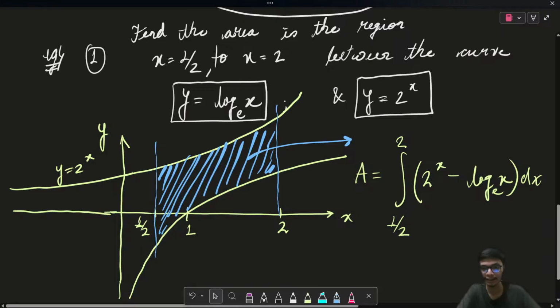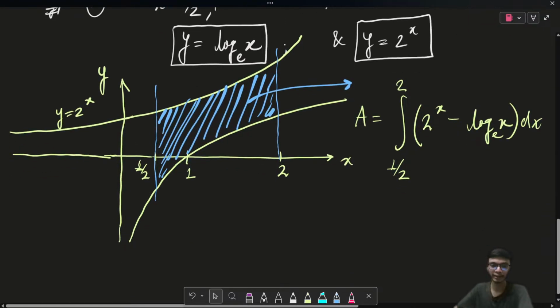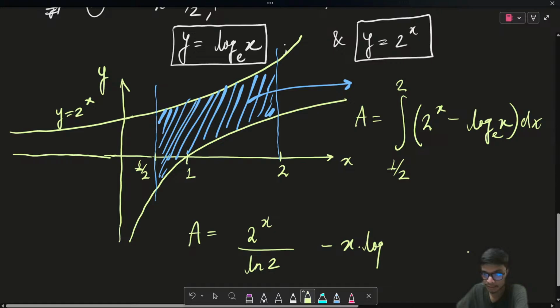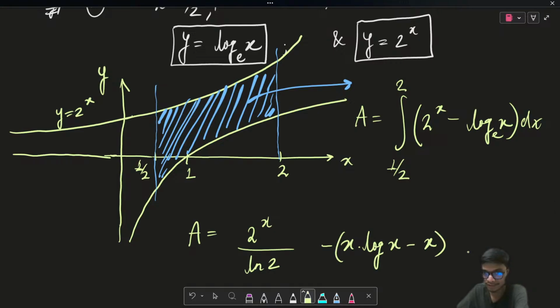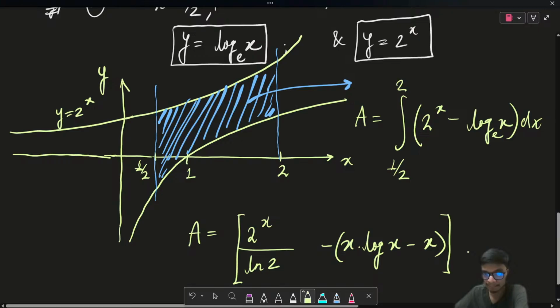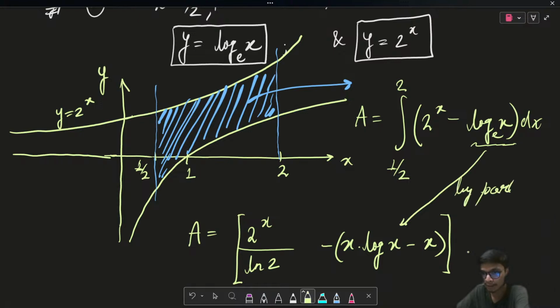So if I try to integrate this, my area is going to simply come out as 2 to the power x divided by natural log of 2, minus x. So the integration of log x is x log x minus x, right? I hope you recall these results from integration by parts. You just simply do this question by parts. Okay, for anyone who doesn't follow, I'm writing it over here. Please try to apply integration by parts.